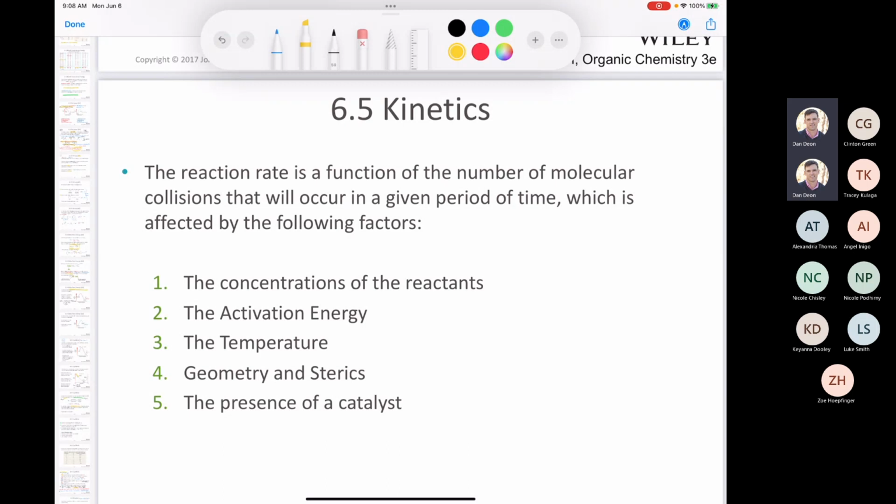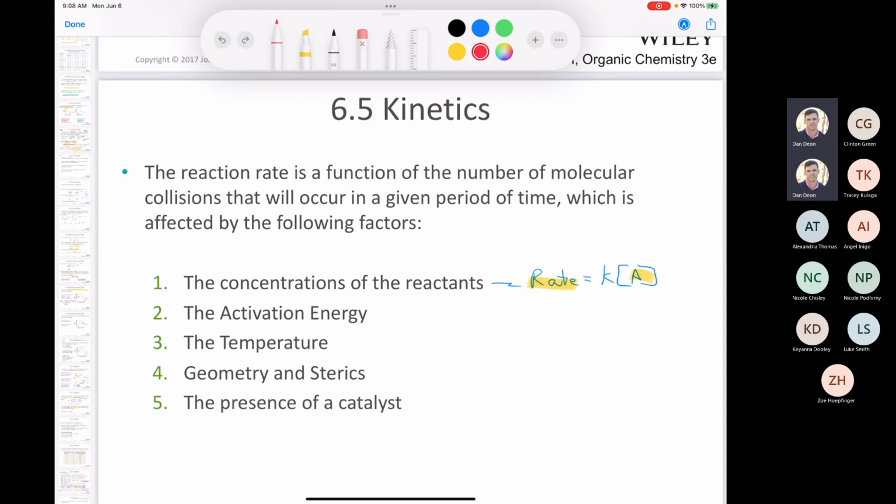And what are those collisions going to be affected by? They're going to be affected by a whole host of things. First of all, the concentration. You saw that when I wrote out that formula. For example, let's say rate is equal to k multiplied by the concentration of A. Well, you can clearly see that rate is directly proportional to A. It is affected by concentration. That's what the square brackets mean here: concentration. That's something you would have seen before.